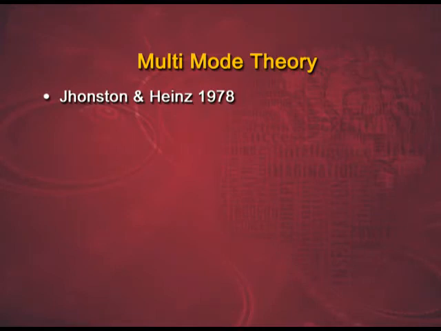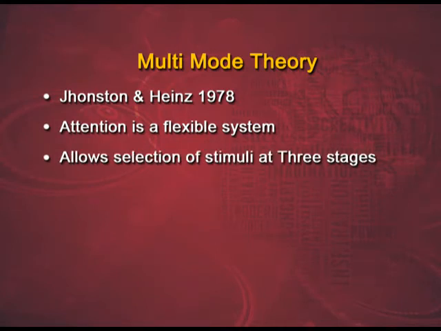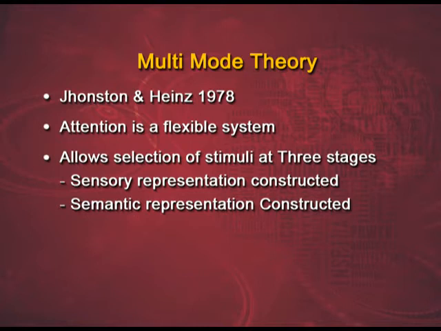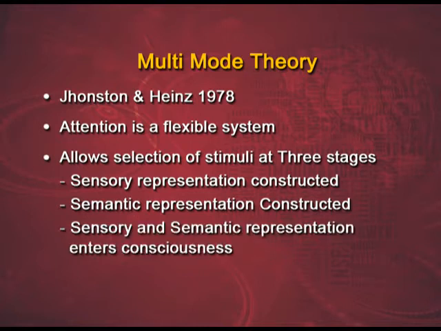Another theory is the multi-mode theory, which was given by Johnston and Heinz in 1978. It says that attention is a flexible system. It allows selection of a stimulus at three stages. First is the sensory representation, which is constructed, then the construction of semantic representation, and then the sensory and the semantic representations enter the consciousness.